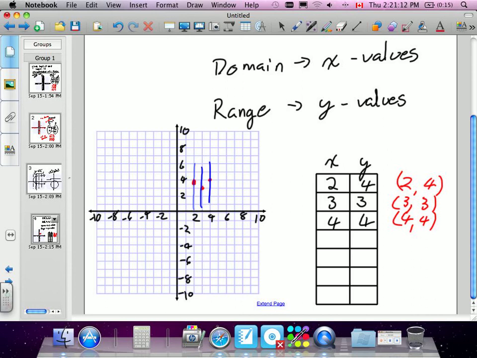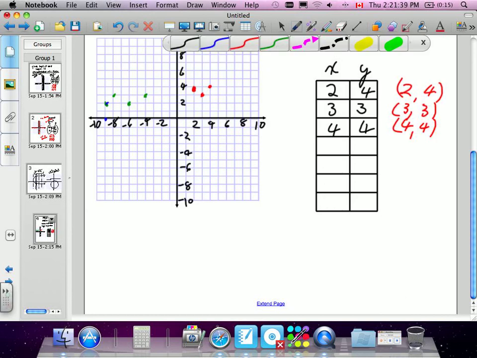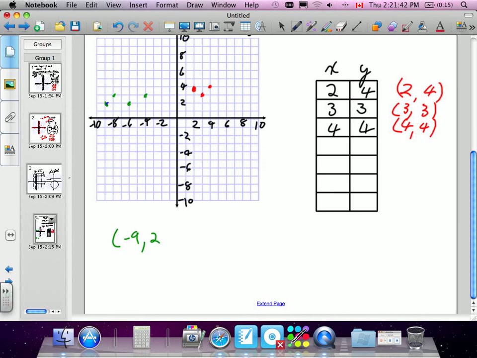Now, what they might ask you to do at one point is the reverse. In the reverse of this, they may give you several points. So they've given us several points, and we actually have to figure out where they are. So if we look on the graph, we have x is negative 9, y is positive 2. So that would be the first point: negative 9, positive 2. If we look at a second point, we have x is negative 8, y is 3. Negative 8 and 3. Negative 6 and positive 2. And finally, negative 4 and positive 3.